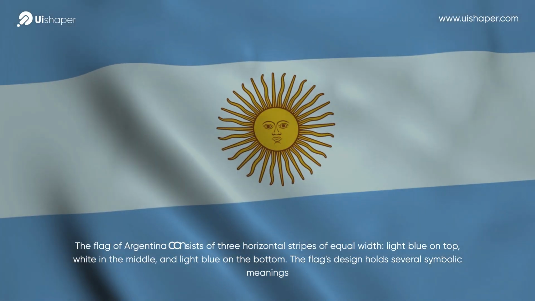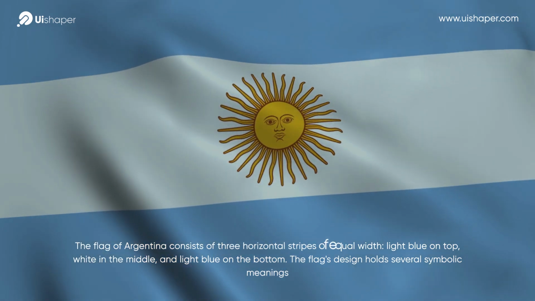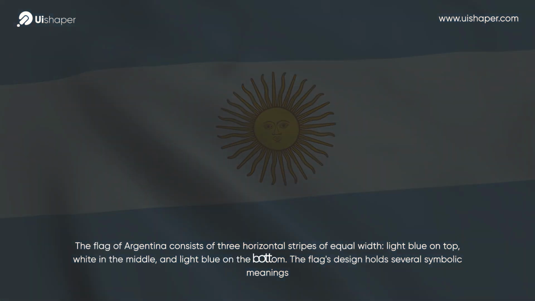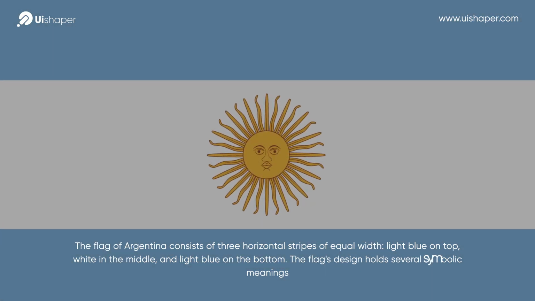The flag of Argentina consists of 3 horizontal stripes of equal width, light blue on top, white in the middle, and light blue on the bottom. The flag's design holds several symbolic meanings.